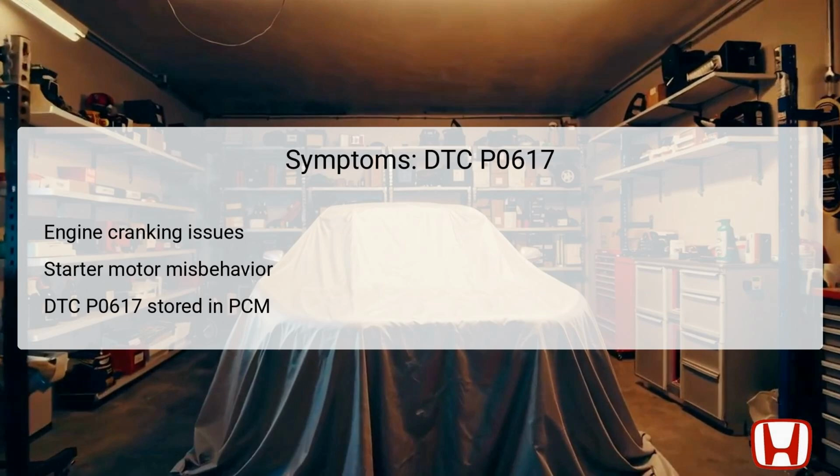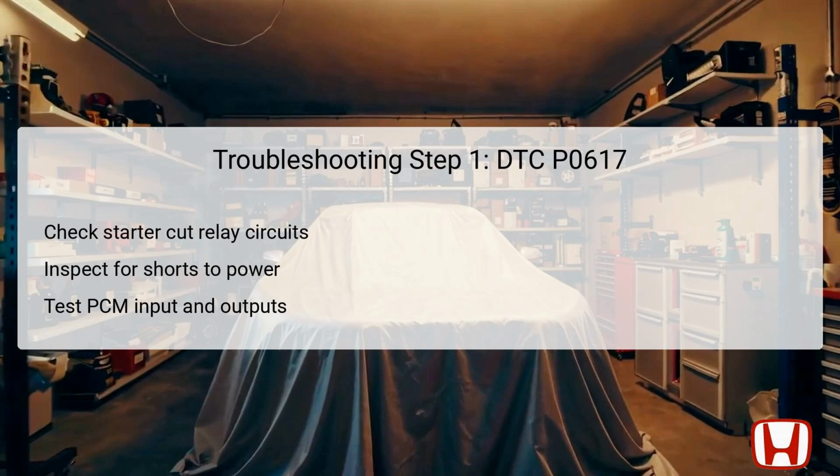Being aware of these symptoms can help owners and technicians address the issue proactively to avoid further complications. Begin troubleshooting by checking the starter cut relay circuits. This entails visually inspecting the wiring harness and connectors associated with the starter cut relays to identify any signs of damage, corrosion, or disconnections. Look for shorts to power, as a wire that comes into contact with a voltage source can set off a high voltage reading, leading to DTC P0617's activation.